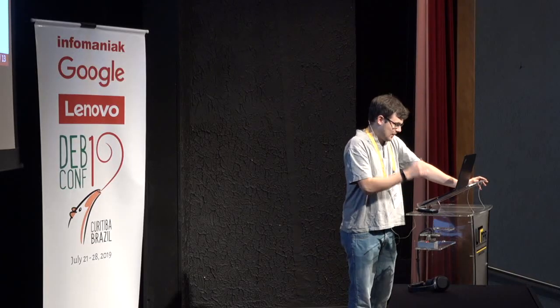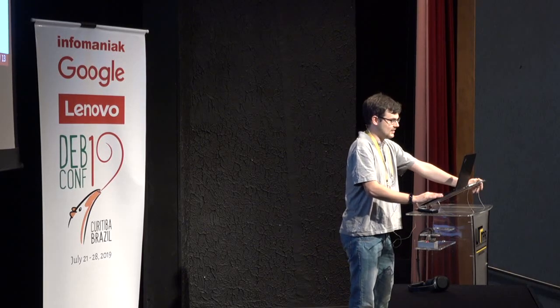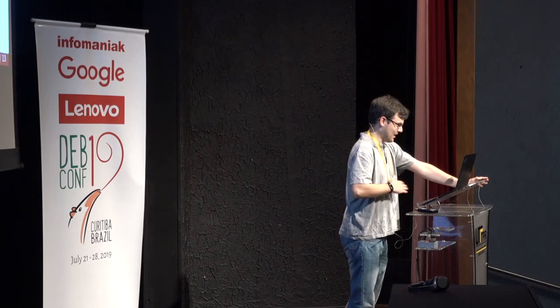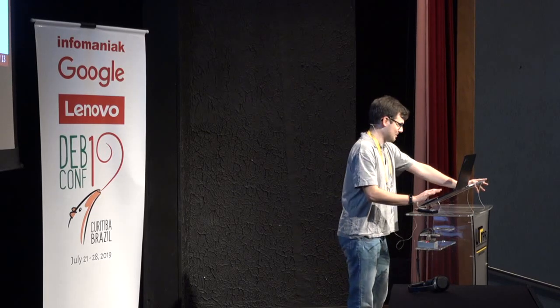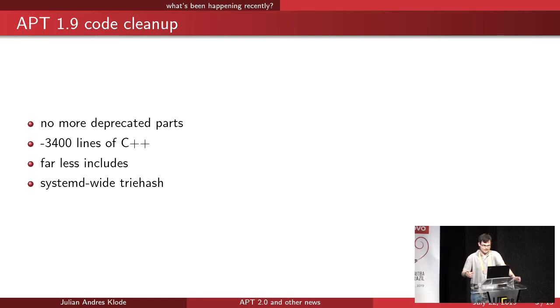So I wanted to talk about what happened recently in APT land and dpkg and stuff. One thing I would really like is code cleanup. In experimental, we had an ABI break and I removed like 3,400 lines of C++ code, which was all the deprecated API. And then I fixed all the reverse dependencies, which was a bit annoying, but if you break it, you have to fix it, right?